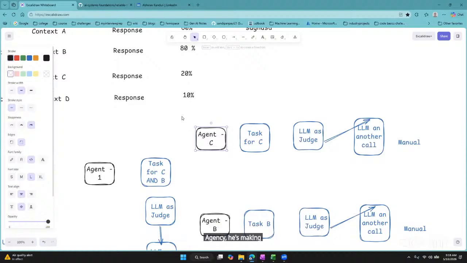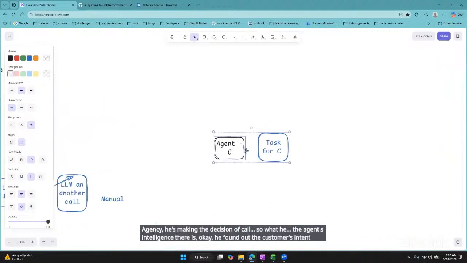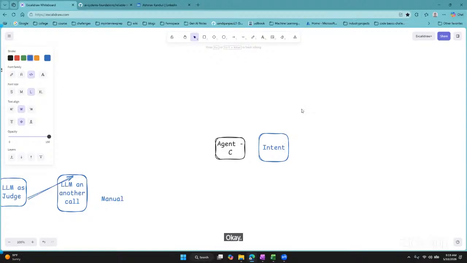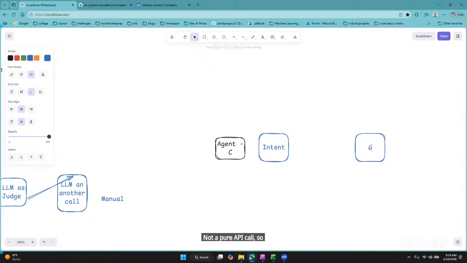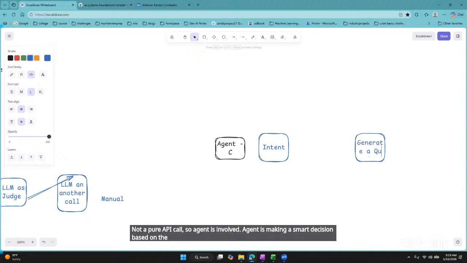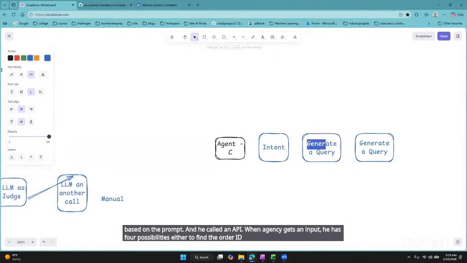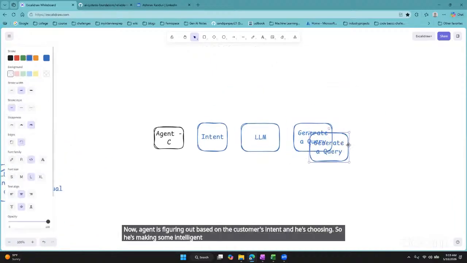Agent C is making the decision of which call to make. The agent's intelligence there is that it found out the customer's intent is to find the order status, so it will call the find by order API instead of update order or delete order. So when agent C gets an input, it has several possibilities: find the order ID, update the order ID, or delete the order ID. The agent figures out which based on the customer's intent and chooses. So it's making an intelligent decision. It's not a pure API call.